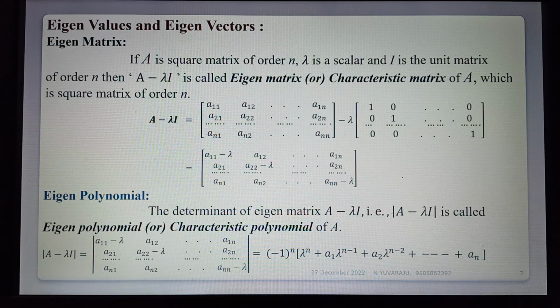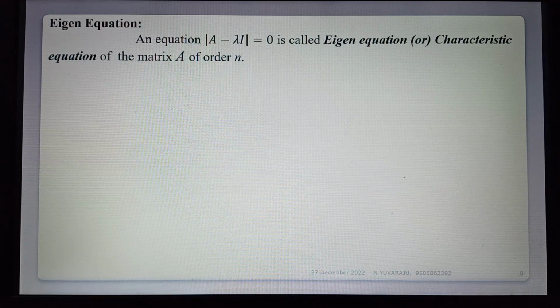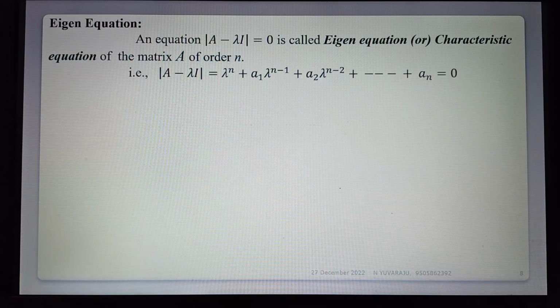See the next definition, the eigen equation. The equation det of A minus lambda I is equal to 0 is called the eigen equation or characteristic equation of the matrix A of order n. We already found det of A minus lambda I, which is a polynomial. When that polynomial is set equal to 0, this equation is called the eigen equation or characteristic equation.